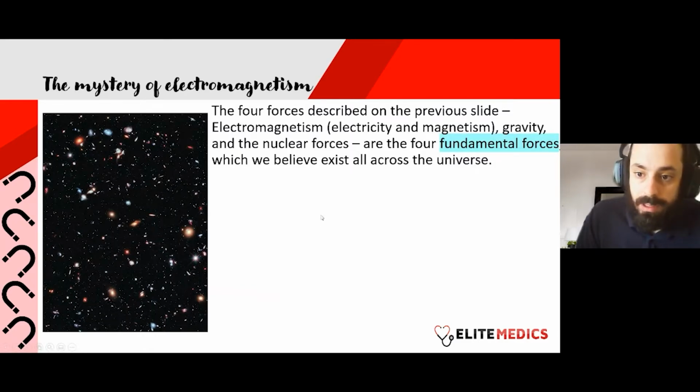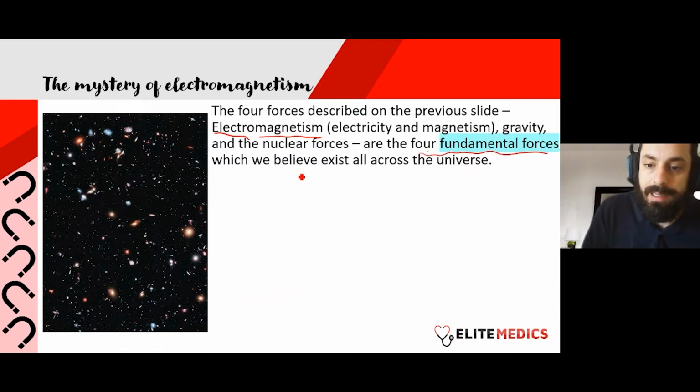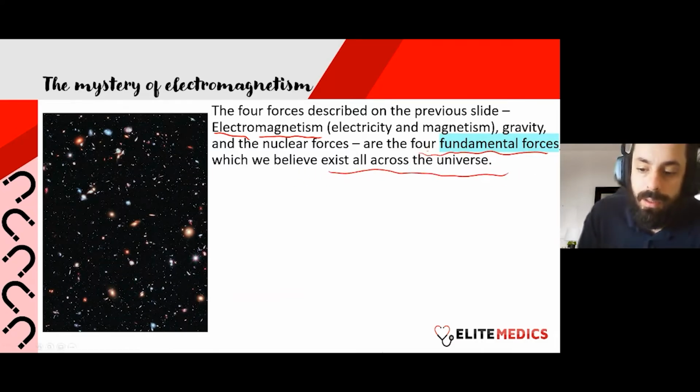So, the mystery of electromagnetism. Electromagnetism, which is electricity and magnetism together. If you didn't notice, electro from electricity and then magnetism from magnetism. Gravity and the nuclear forces are the four fundamental forces that exist all across the universe.